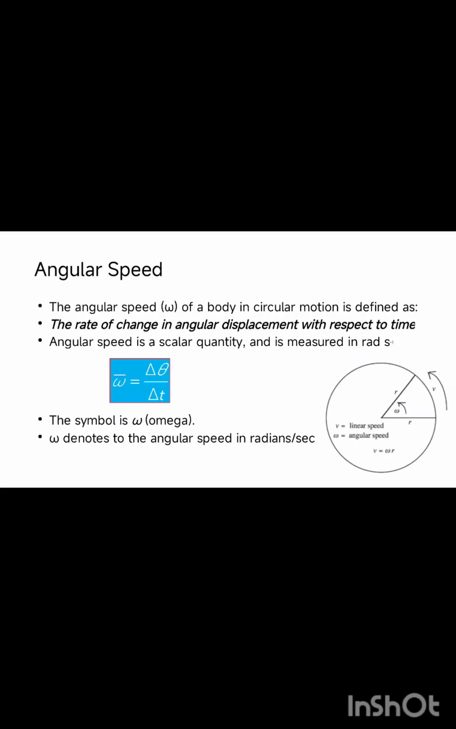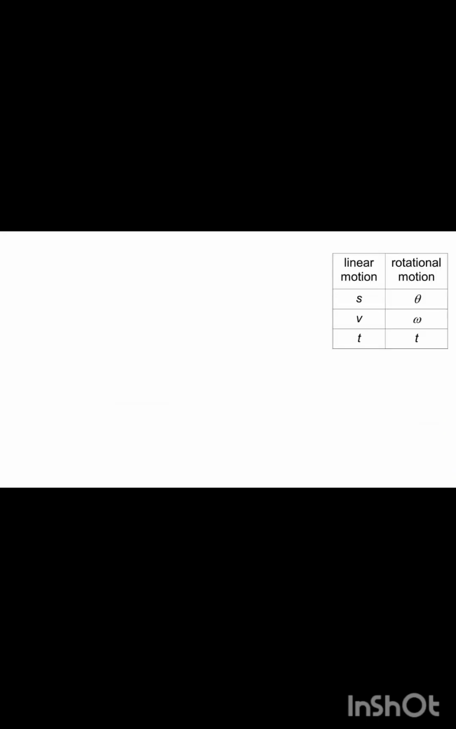Here omega represents the angular speed, and it is given in the unit radian per second. Why radian per second? Because the angular displacement has a unit of radian and time has a unit of second. So for omega, the angular speed, the unit will be radian per second.